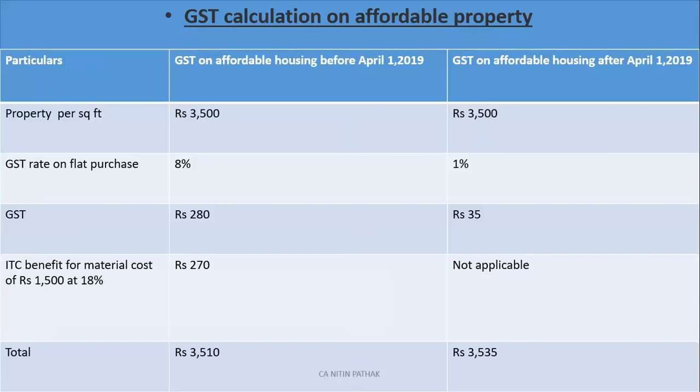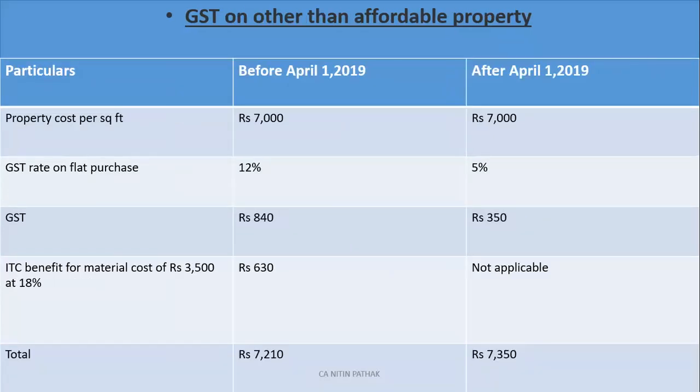1/4/19 के पहले मेरा प्रॉपर्टी 3500 था, 8% फ्लैट था. इसका GST 280 आता था. उस टाइम मेरे को ITC मिलता था, तो my tax liability was coming under 3510. नाउ मेरा 3500 मेरी कॉस्ट है, मेरे को 1% बनना है, अफोर्डेबल है 3,535. But in overall you see there is an increase in cost rather than decrease in cost because of this.